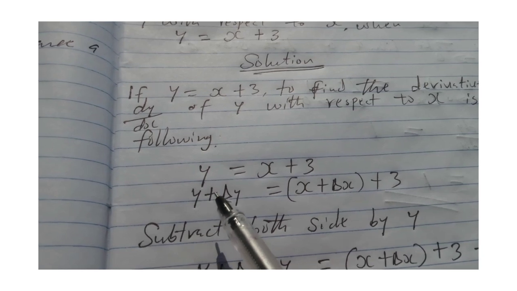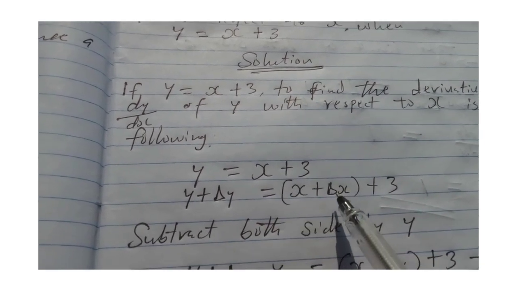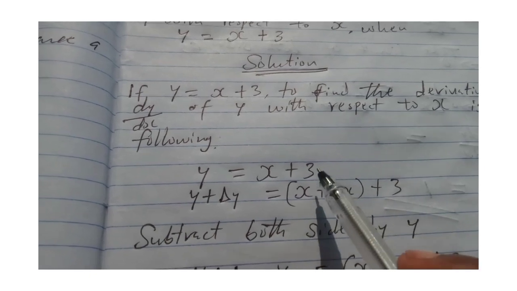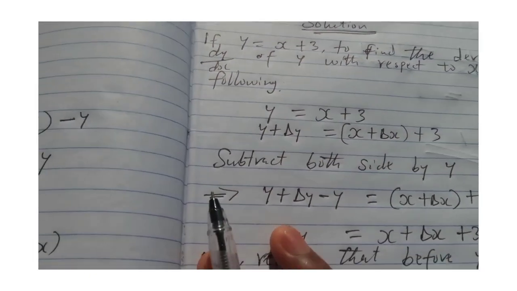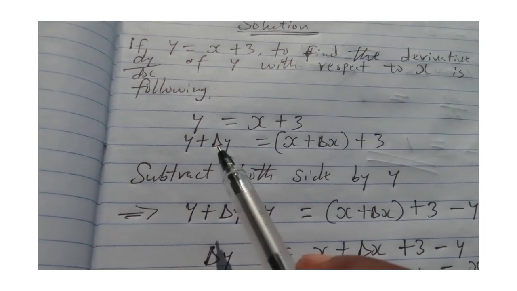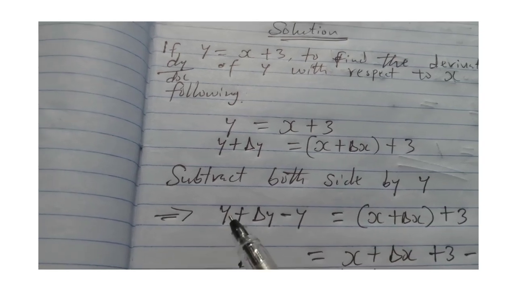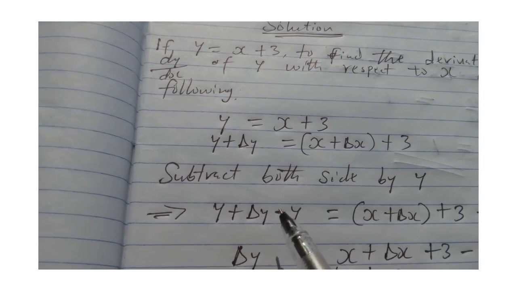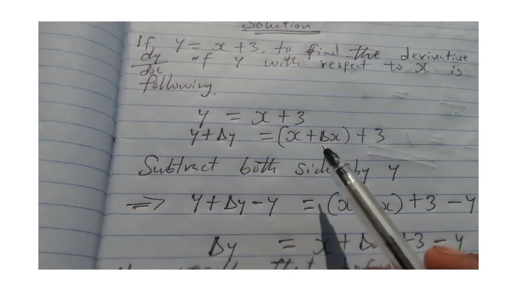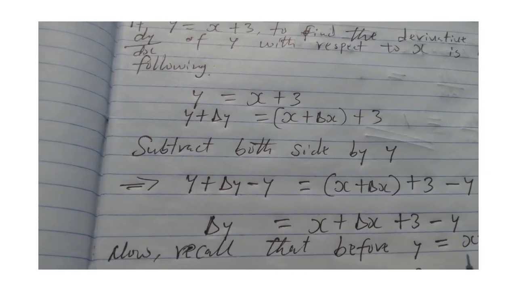When y increases by dy, then x increases by dx, so we add x plus dx, then plus our constant 3 that we have here. Now we want dy to be on its own, to be the subject of the formula. Because of that, we subtract y from both sides. So we have y plus dy minus y equals, on our right hand side, x plus dx plus 3, then minus y.